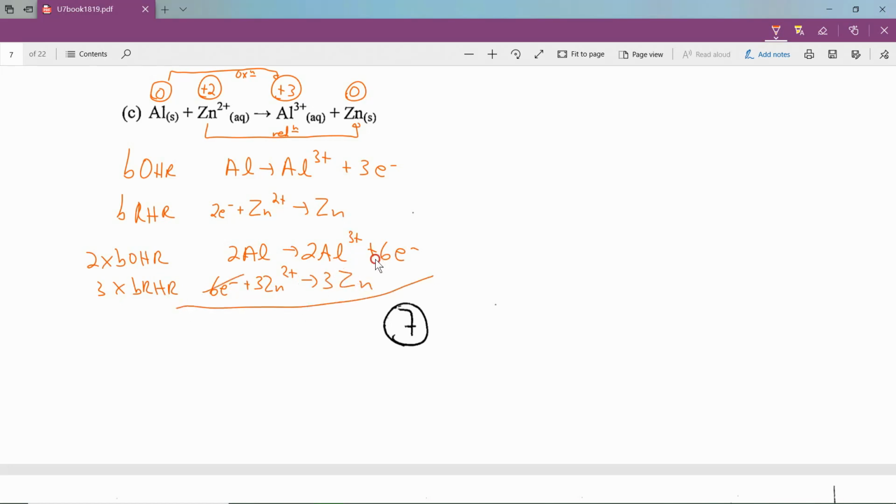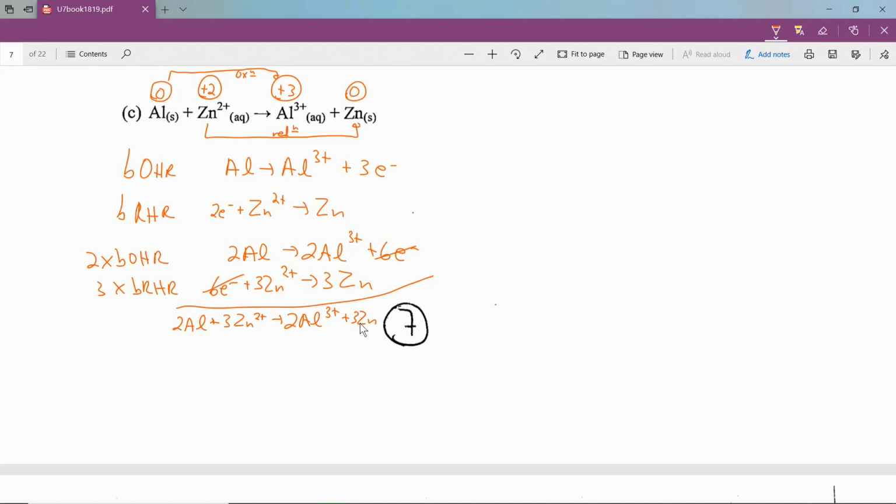And I'm going to cross out the electrons, so I'm going to get 2Al plus 3 zinc 2 plus goes to 2Al 3 plus plus 3 zinc. And it's always important to check that this works. So I got 2 aluminum symbols on the left, 2 on the right. That's good. Balancing for mass now. 3 zinc on the left, 3 zinc on the right.